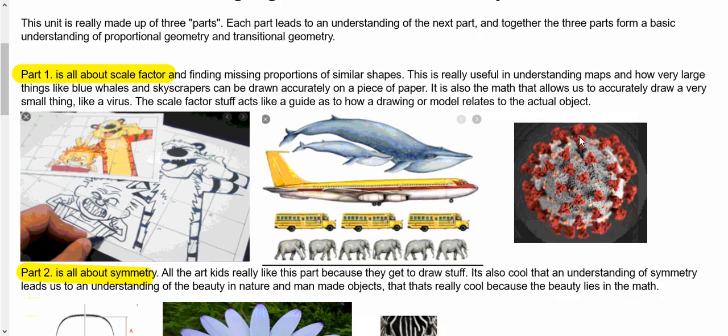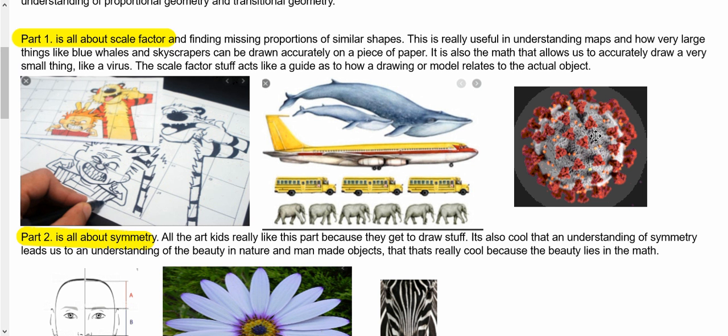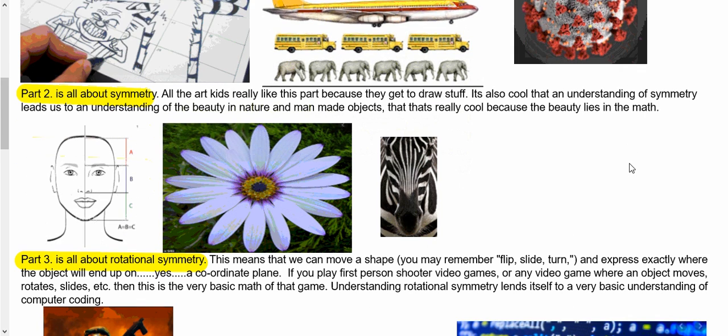Part 1 is about scale factor, and that's what this little movie's about: scale factor, and finding missing proportions of similar shapes. This is really useful in understanding maps and how very large things like blue whales and skyscrapers can be drawn accurately on a piece of paper. It's also the math that allows us to accurately draw a very small thing like a virus. Get lost, COVID-19. The scale factor acts like a guide as to how a drawing or model relates to the actual object.